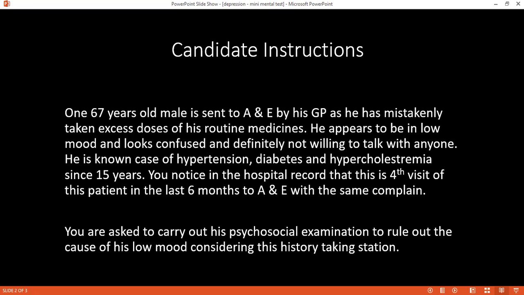Apart from depression, what else could it be? Could be bipolar, a depressive episode of bipolar. Okay. And what else? Okay. How do you plan to manage this patient?